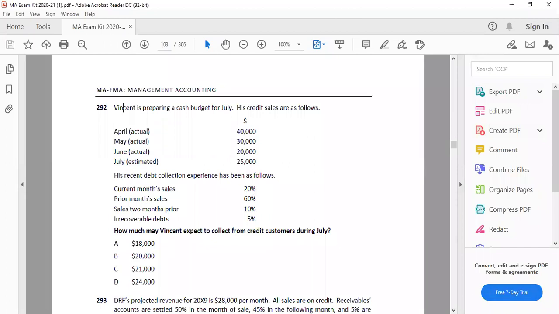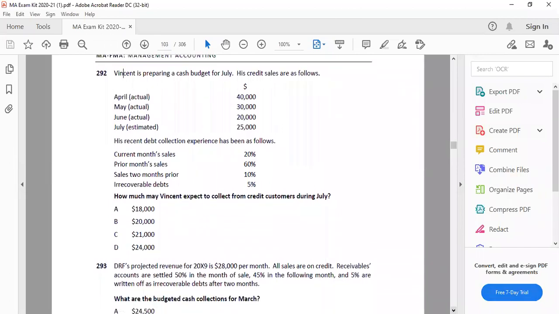See on the screen, from the examination kit, 292, it says Vincent is preparing a cash budget for July. His credit sales are as follows. April, May, June actual sales are given to us: 40,000, 30,000, 20,000. And for the month of July, estimated sales of 25,000 are given to us. His recent debt collection experience has been as follows. Current month sales are 20%, prior month sales are 60%, sales 2 months prior 10%, irrecoverable debts is 5%. How much may Vincent expect to collect from credit customers during July?